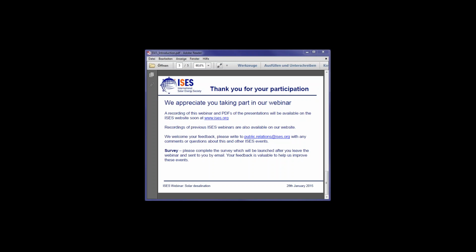One question came in. How is the evaporator side filtered and maintained, and what is the lifespan of the MD unit?